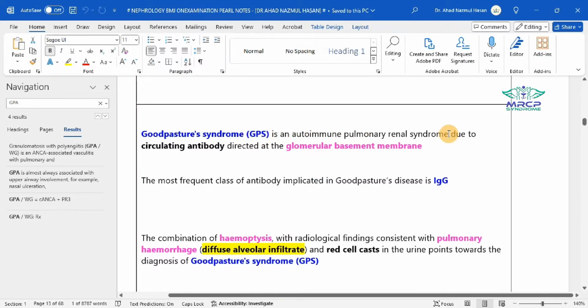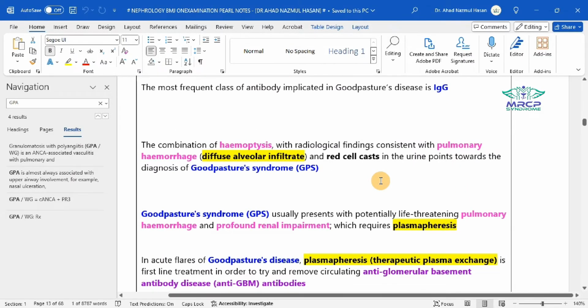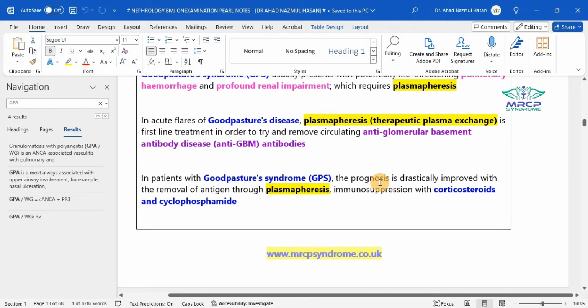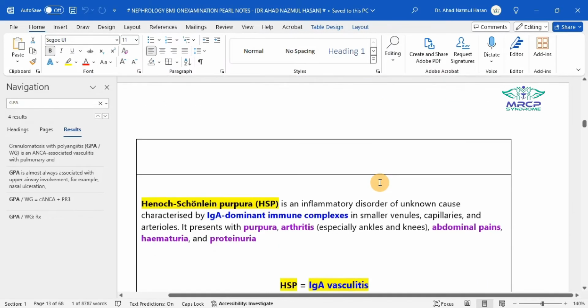Goodpasture syndrome is an autoimmune pulmonary-renal syndrome due to circulating antibody directed at the glomerular basement membrane. The most frequent class of antibody implicated in GPS is IgG. The combination of hemoptysis with radiological findings consistent with pulmonary hemorrhage, meaning diffuse alveolar infiltration, and red cell casts in the urine points towards the diagnosis of GPS. Goodpasture usually presents with potentially life-threatening pulmonary hemorrhage and profound renal impairment, which requires plasmapheresis. In acute flares of Goodpasture disease, plasmapheresis, meaning therapeutic plasma exchange, is first line in order to remove circulating anti-glomerular basement membrane antibody. And in patients with GPS, the prognosis is drastically improved with removal of the antibody through plasmapheresis, plus immunosuppression with corticosteroid and cyclophosphamide.